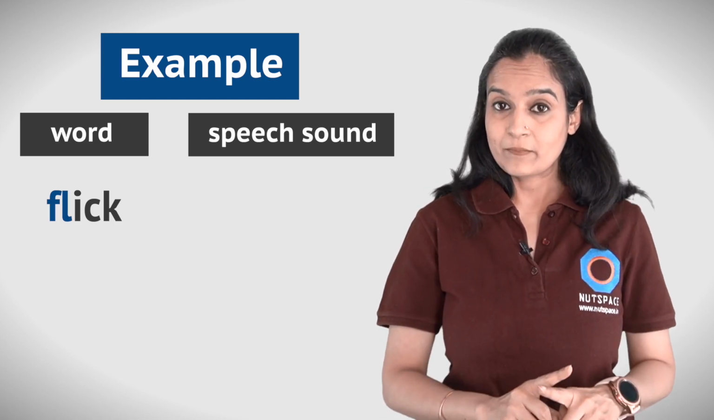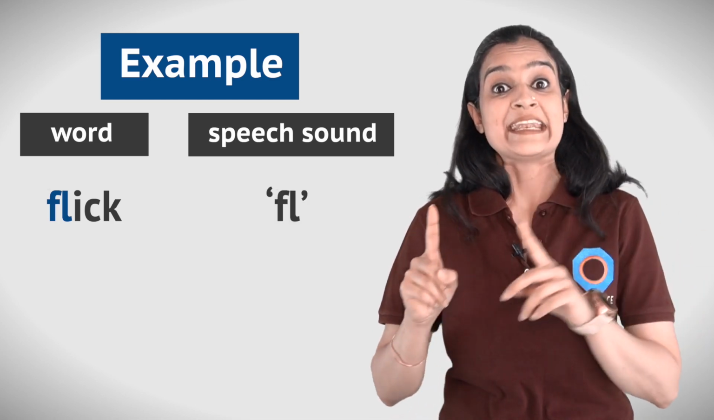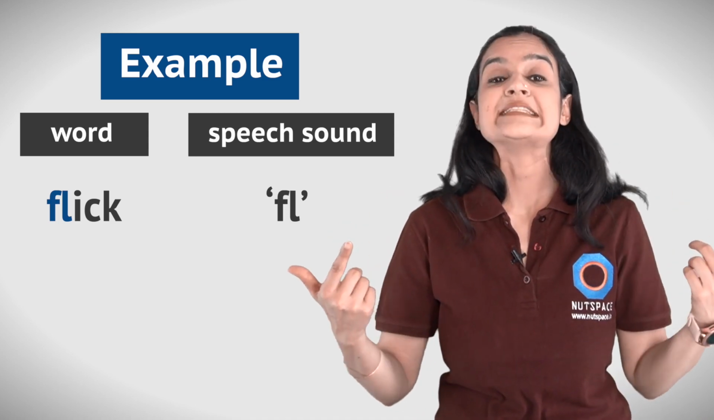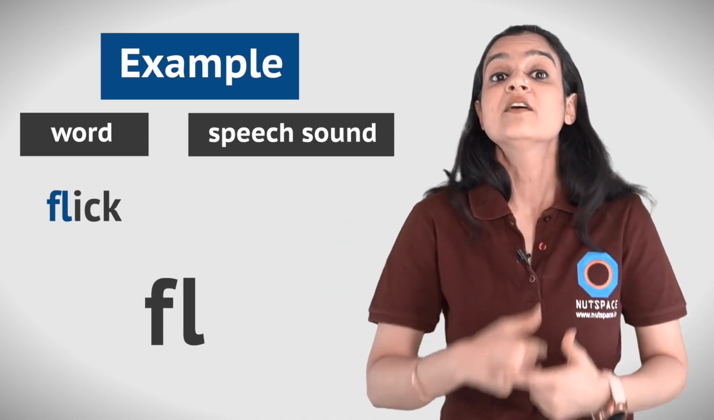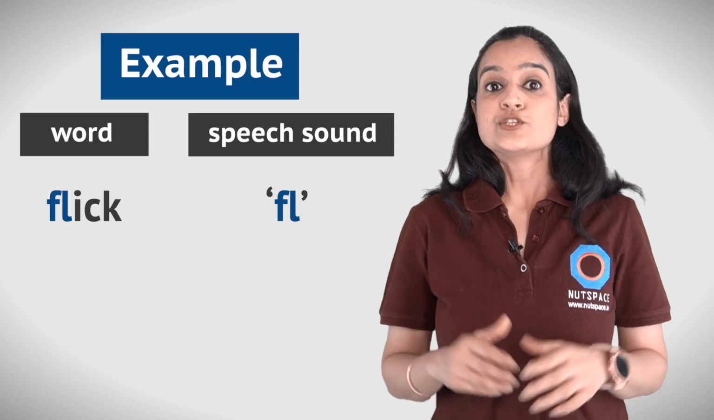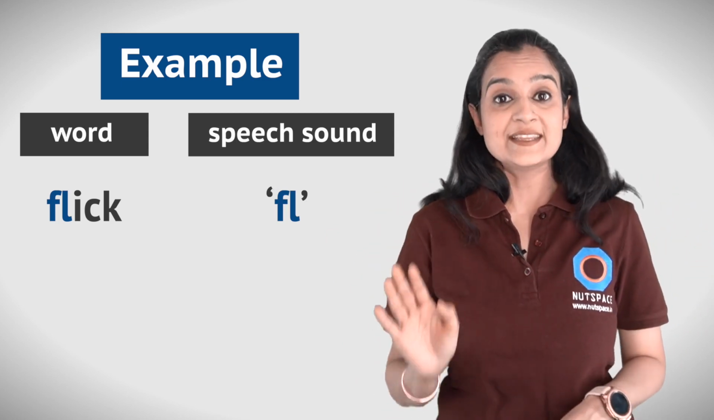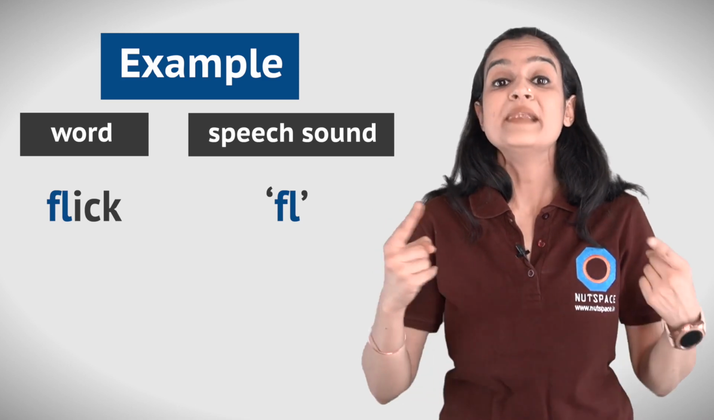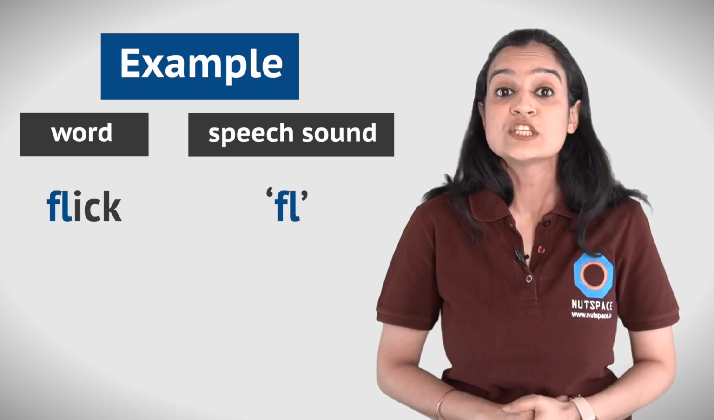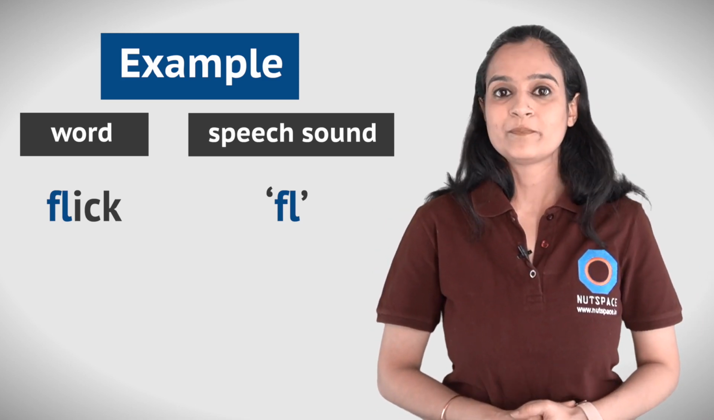F and L, but the sounds that they make are sliding into each other to make the fl sound. So there are two sounds, yes, the sound F and the sound L, but they are blended together to make the consonant blend, which is fl.